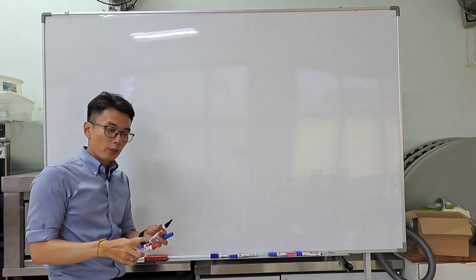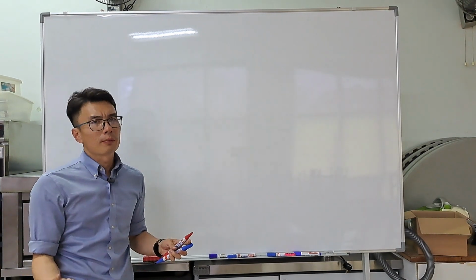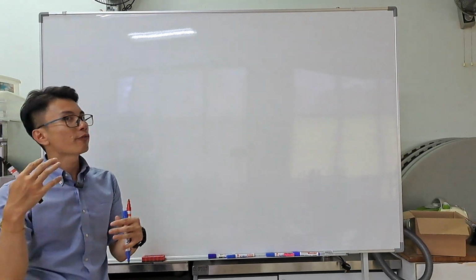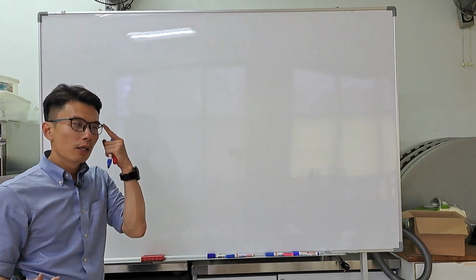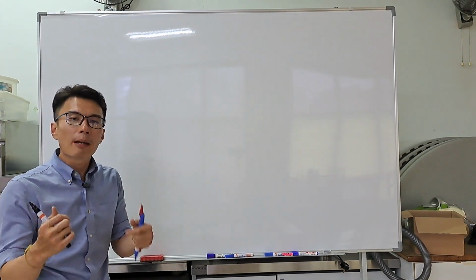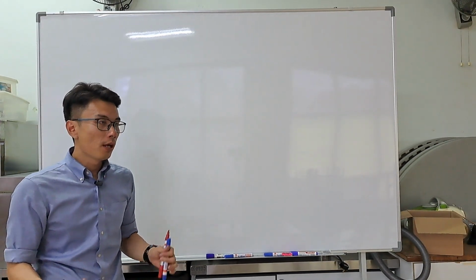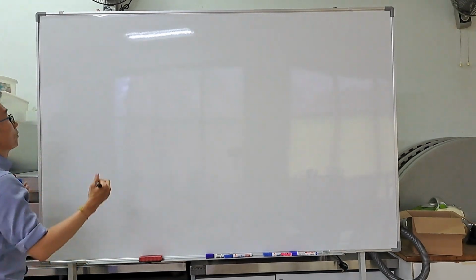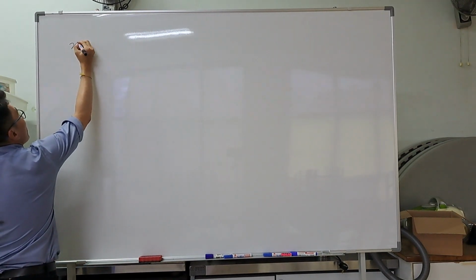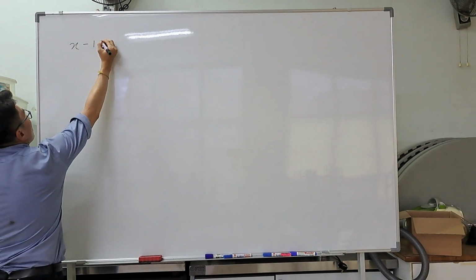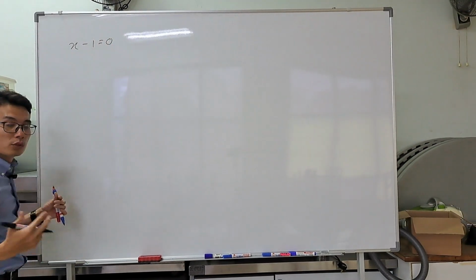Okay, for our topic today, we will learn about rational numbers. But before we dive in deeply into rational numbers, let's try to recall what types of numbers you have learned before. Now let's start with a simple equation. So I have x minus 1 over here, it's equal to 0.